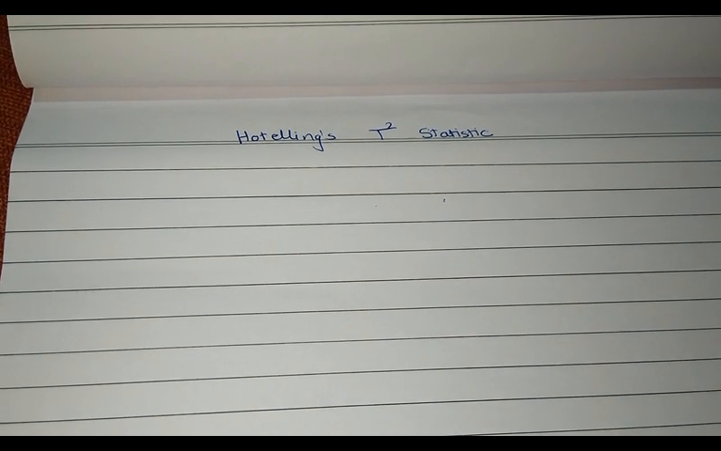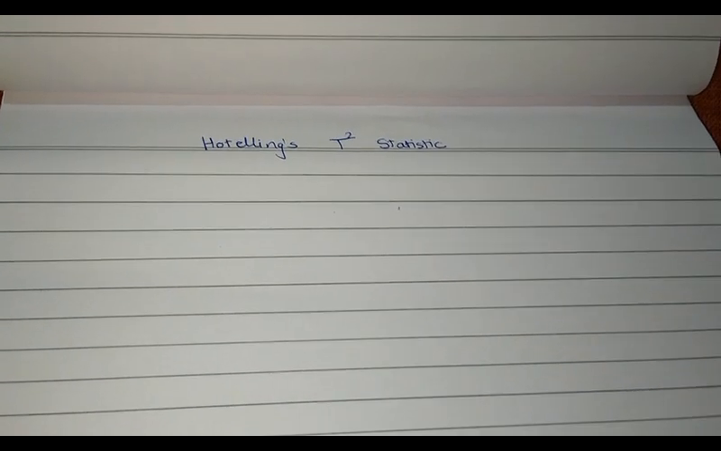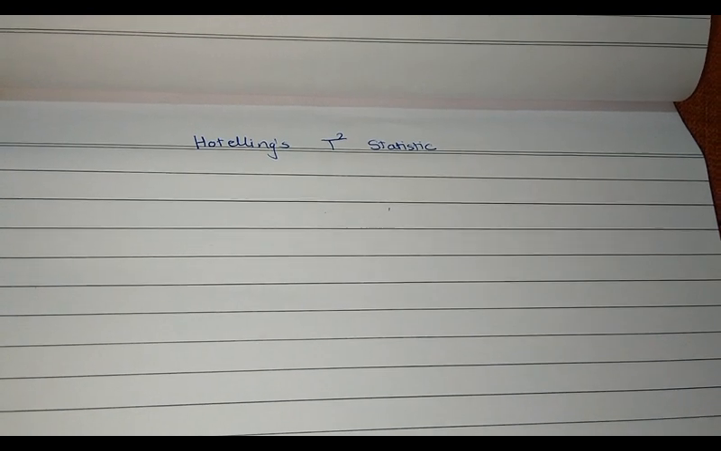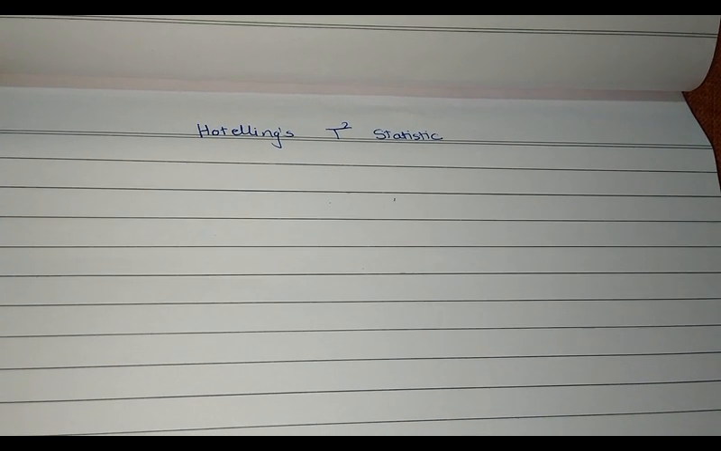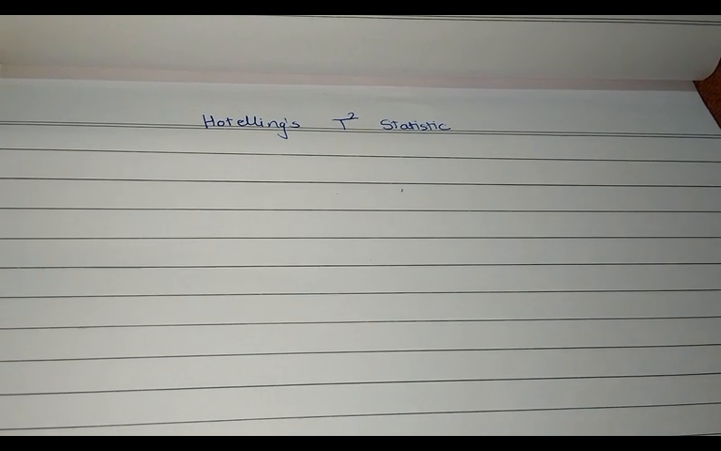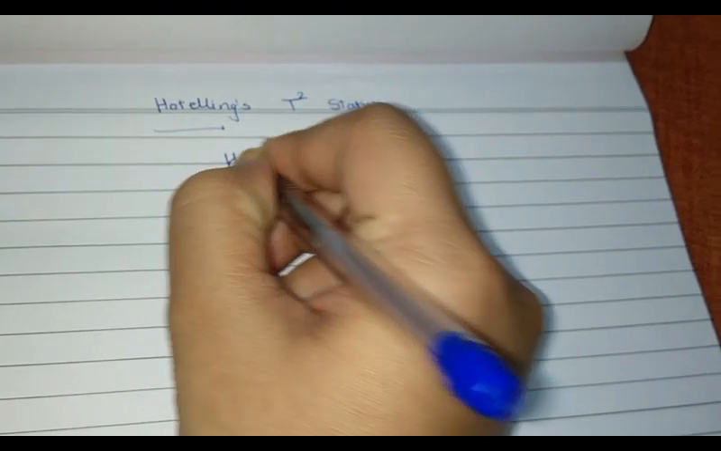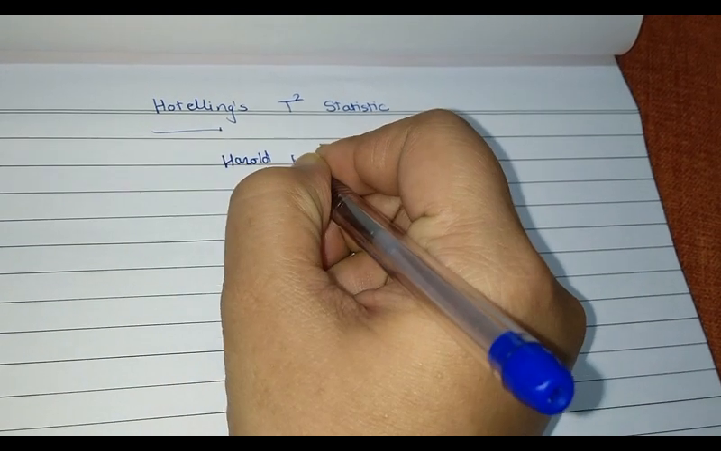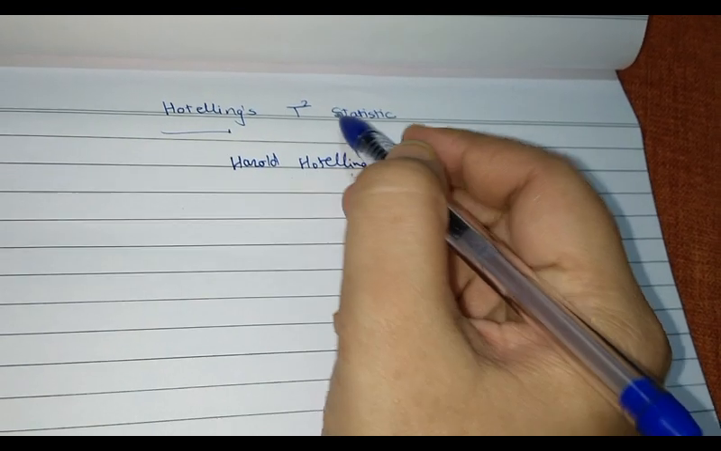Hello everyone. Today we are going to go into one more type of testing in the multivariate setup. Of course, the assumption would still be that the underlying distribution is multivariate normal. This is a class of tests known as Hotelling's T-square statistic or Hotelling's T-square test. First of all, Hotelling is the name of a person who first worked on it. He was Harold Hotelling, so H has to be capital always.